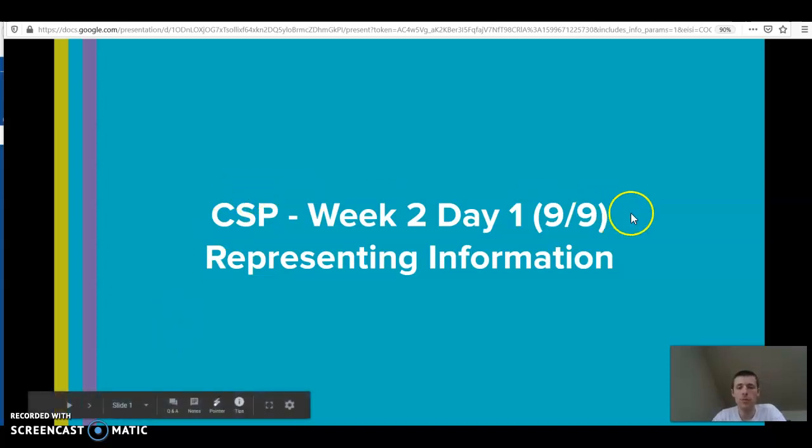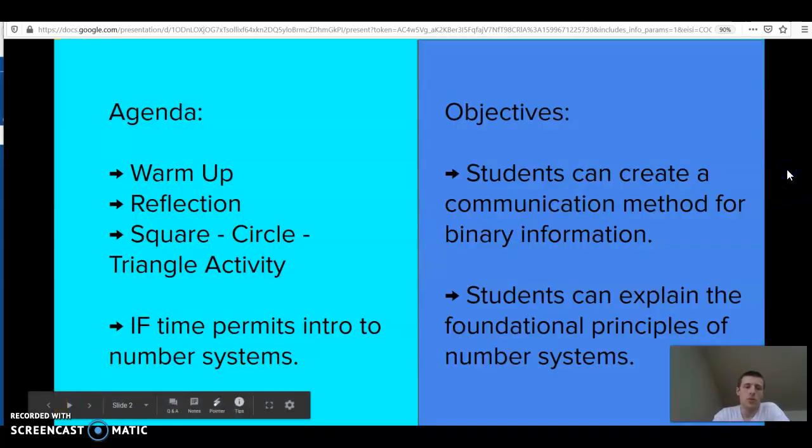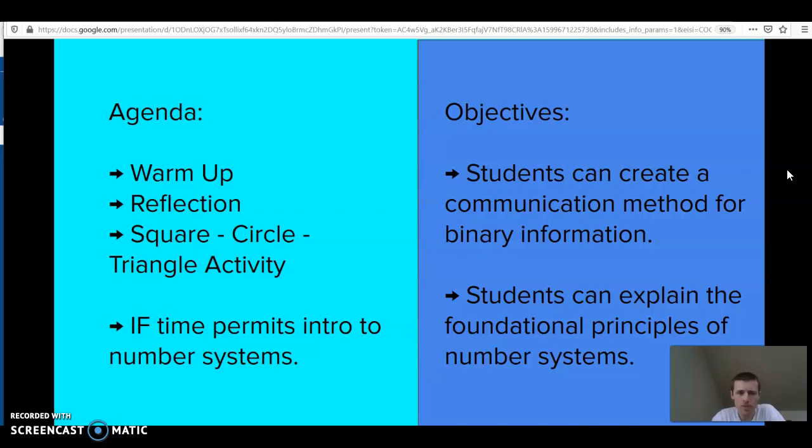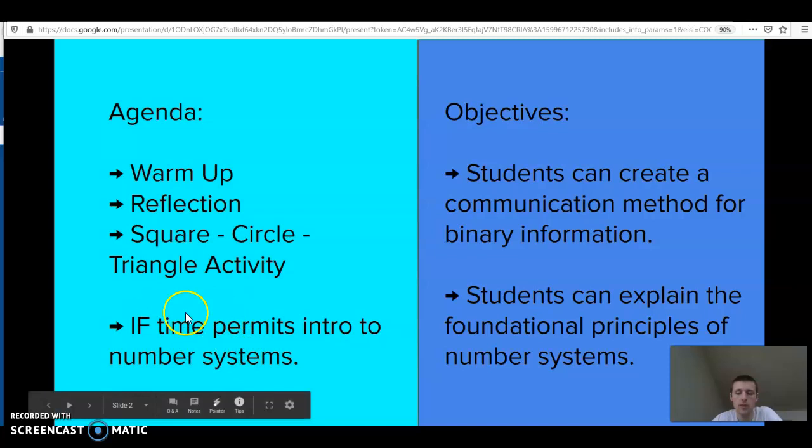Looking back to remember what we did. We did a quick warm-up, which I'll go over in a second, then followed that up with a reflection and discussion, and then we delved into our first assignment for the year, which is going to be the square, circle, and triangle activity. The purpose of that is to get a foundational understanding of how number systems operate and how we can wrap our minds around something that is not the traditional decimal system that we're all used to. We did not get to the main introduction of this concept, but we will be doing that next time.